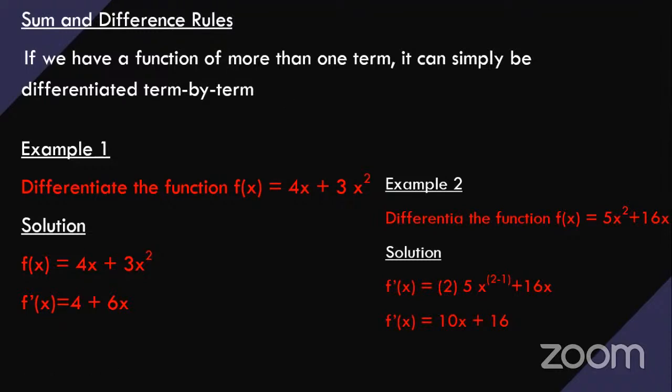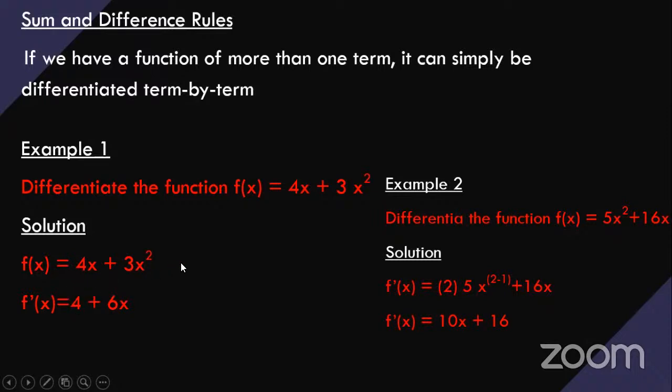Sum and difference rule states that if we have a function of more than one term, it can simply be differentiated term by term. Let's look at example 1. If we have a function f of x equals 4x plus 3x squared, the sum and difference rule tells us to take them term by term. If we differentiate 4x alone, we get 4.